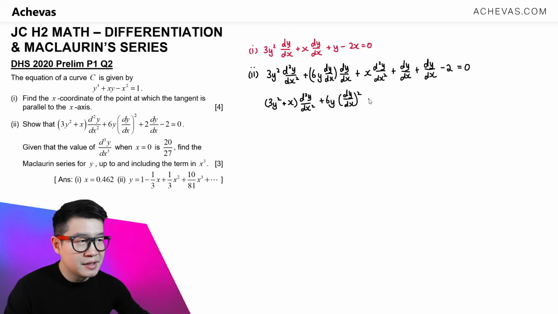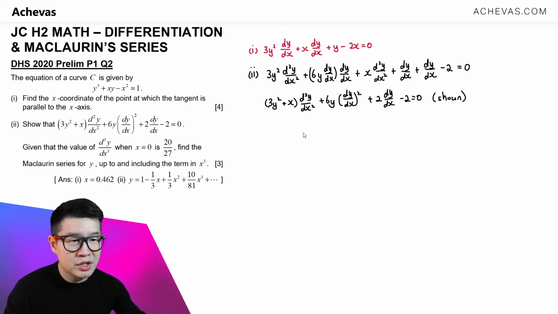And this plus this gives us a plus 2 times of dy dx. And then minus 2, this is equal to 0. We have exactly the equation that we are supposed to show. So we have finished this part of the question.